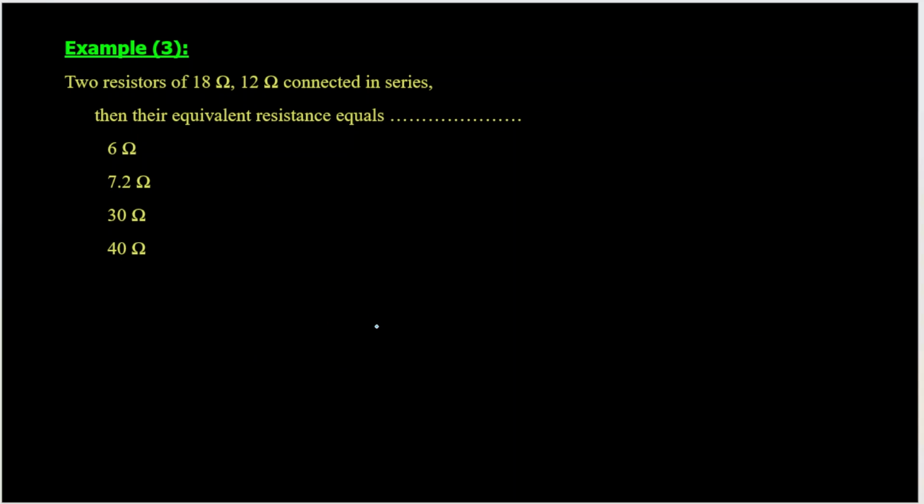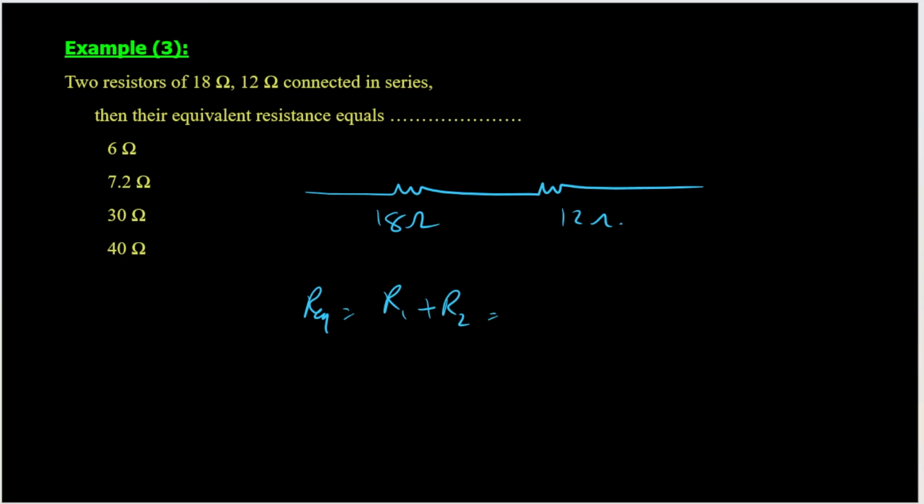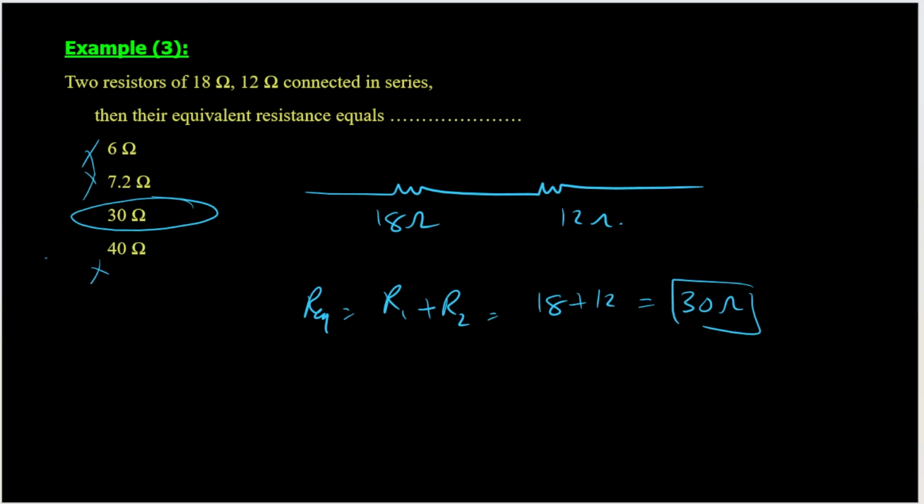Two resistors, 18 ohm and 12 ohm, which are connected in series. So one is connected after the other. It's 18 ohm, 12 ohm. So their equivalent resistance is equal to their summation. So it's equal to 18 plus 12. So it's 30 ohm. So the correct answer is C.